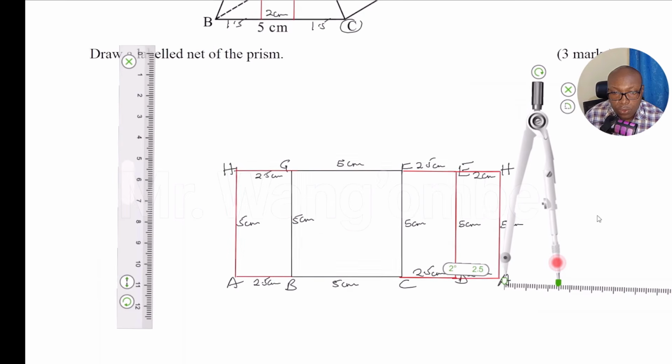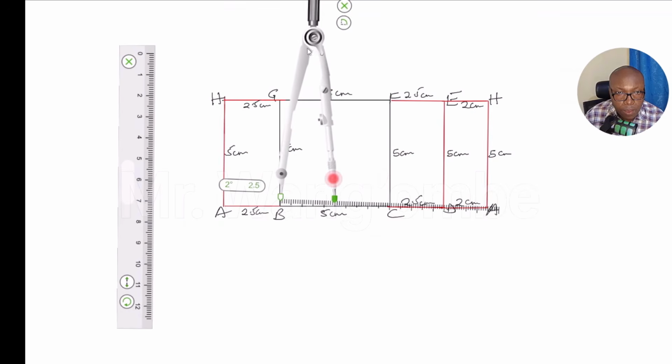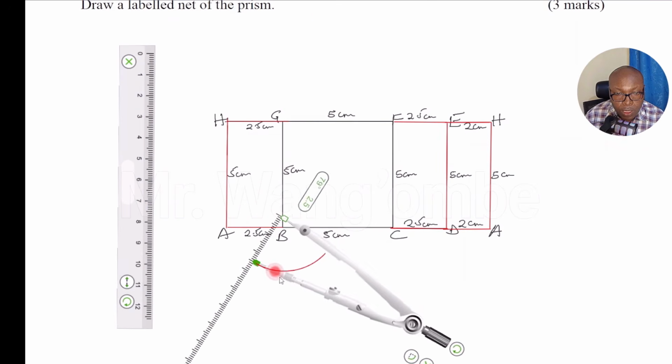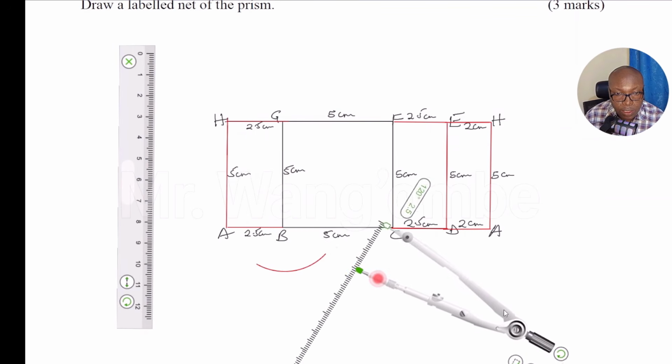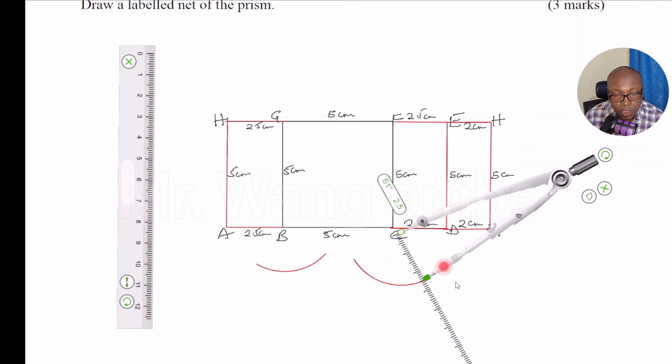So with the 2.5, standing at B, there it is, 2.5 is there. With 2.5, you mark an arc. So I mark an arc there, the 2.5. And then standing at C again, you also mark an arc. Mark an arc like that.